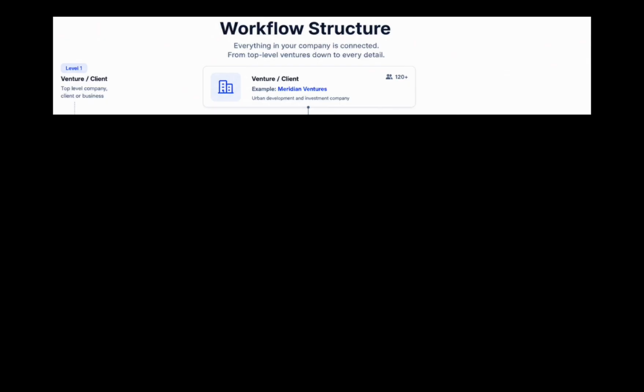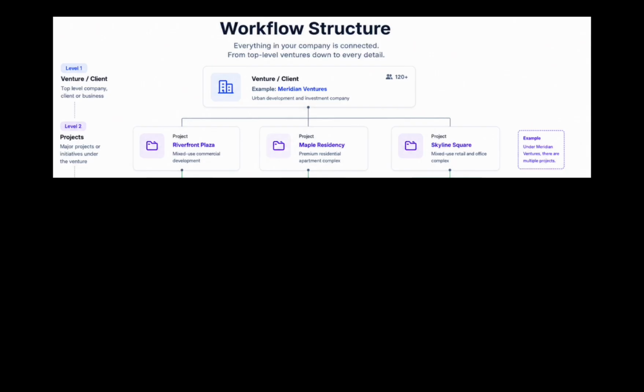All the work we do for this company will connect back to this venture record. So instead of repeating the same company details again and creating a scattered data, we create it once and link everything to it. Under a venture, we have projects. A project represents a specific work we are doing for that venture. A project cannot exist alone. It should always be connected to a venture. For example, in this image under Meridian Ventures, there are multiple projects like Riverfront Plaza, Maple Residence, and Skyline Squares. These are the projects being done for this particular venture.